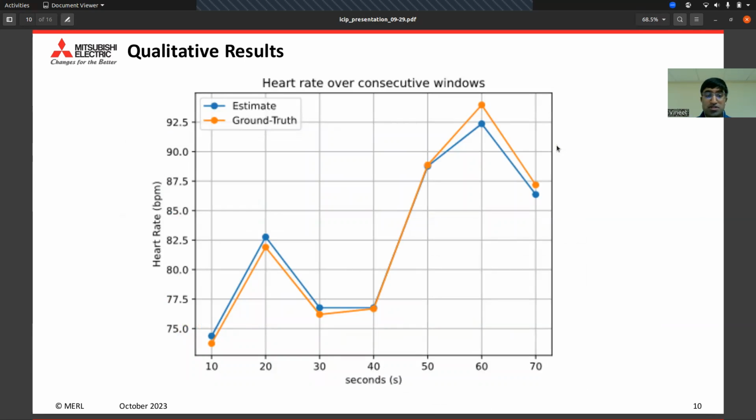We also show the results over multiple time windows. Here, we take 7 consecutive 10-second time windows and run our Unrolled-iPPG. The blue is our predicted heart rate, while the orange is the ground truth. We show that our algorithm can correctly predict the heart rate over multiple time windows consecutively and over a large range from approximately 75 beats per minute to 92.5 beats per minute.